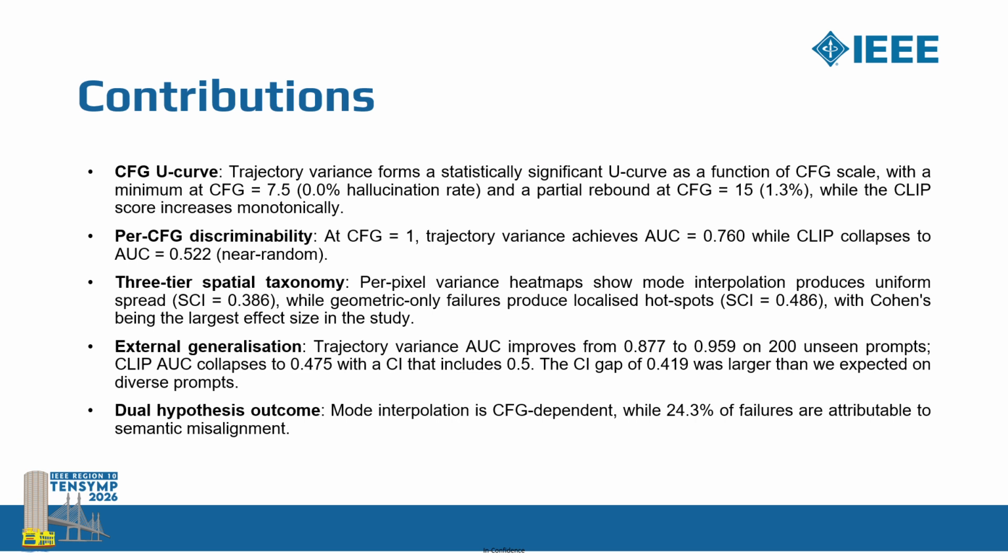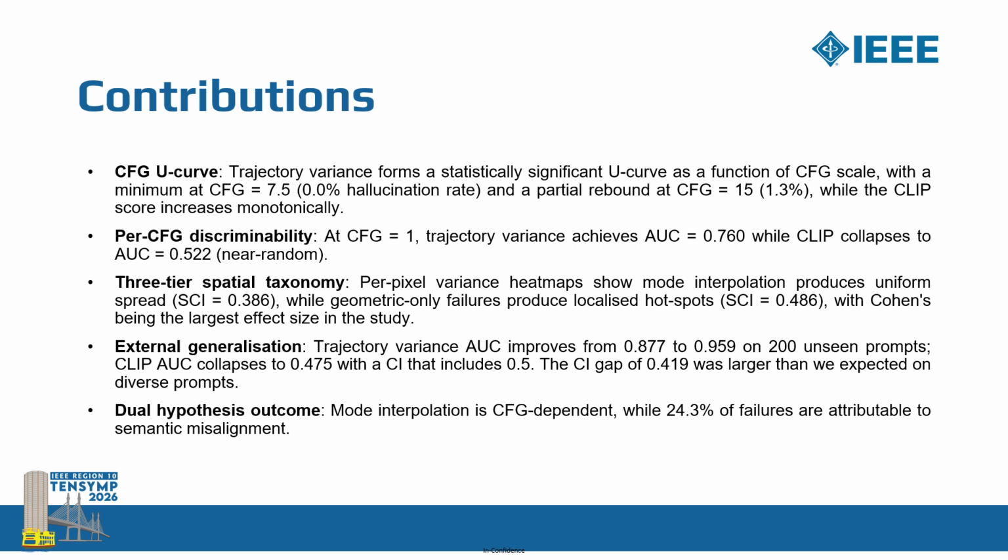Let me walk you through our 5 main contributions, because each of these is something I'll come back to with evidence later in the talk. First, the CFG U-curve. Trajectory variance forms a statistically significant U-shape as a function of CFG scale. It hits a minimum exactly at CFG equals 7.5, where we measured a 0.0% hallucination rate. But pushing guidance further to CFG 15 brings a partial rebound to 1.3%. Meanwhile, CLIP scores just increase monotonically the entire time. That divergence is the heart of this paper.